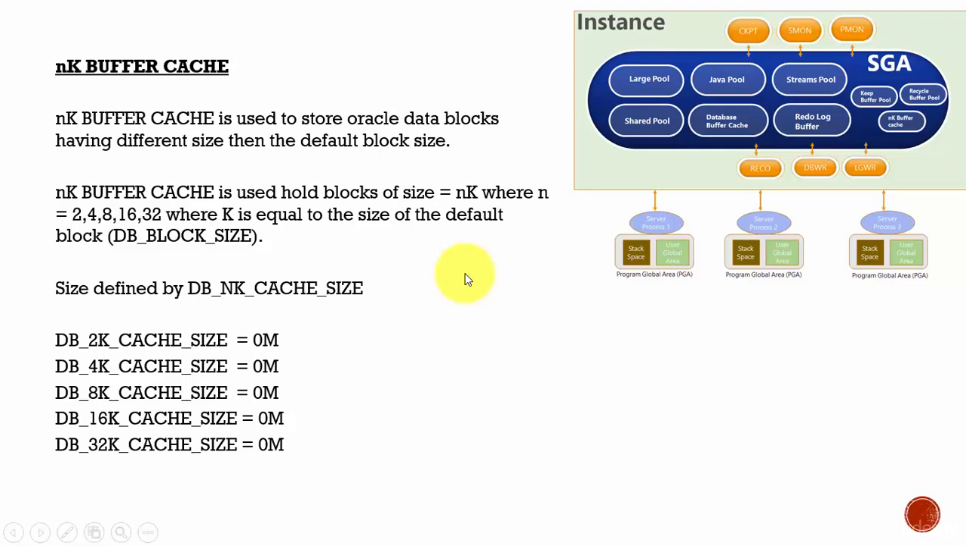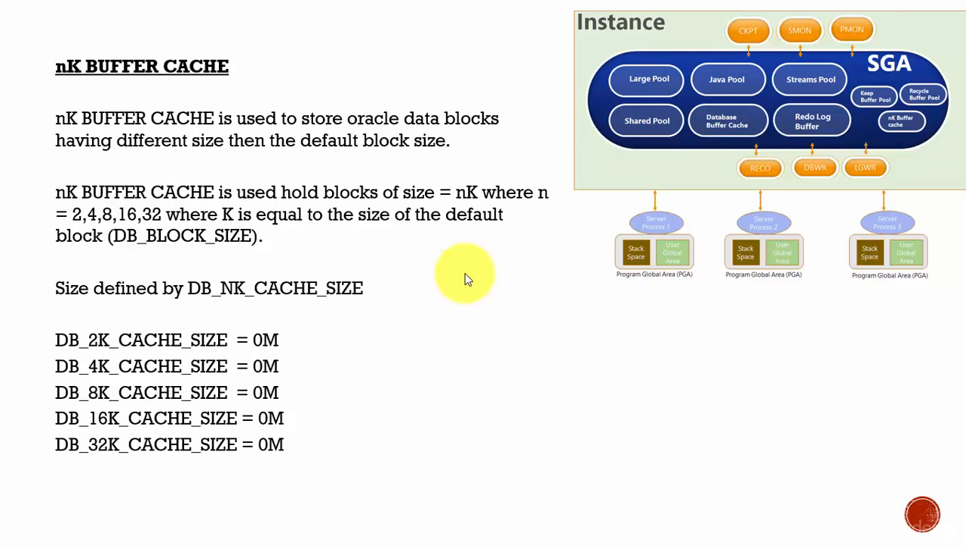In this session, let's learn about nK buffer cache. We know the default block size in Oracle 11g is 8192 bytes. What if you want to create a different block size? Can you create? Yes, you can create the data blocks with a different size.